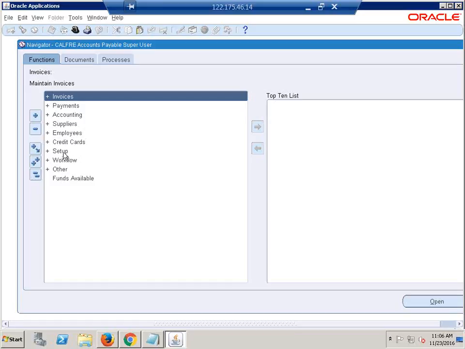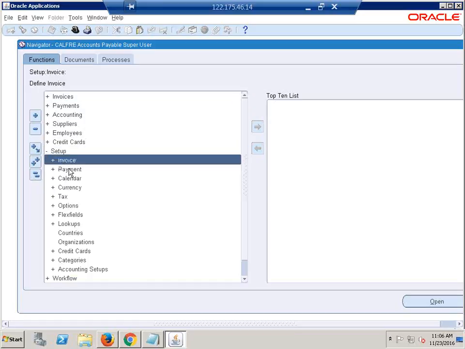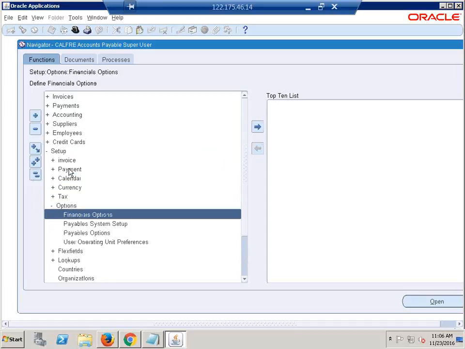Okay, so what is the navigation? Setup, Options, Payables Options.